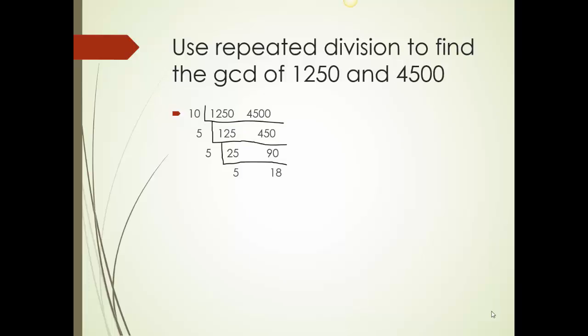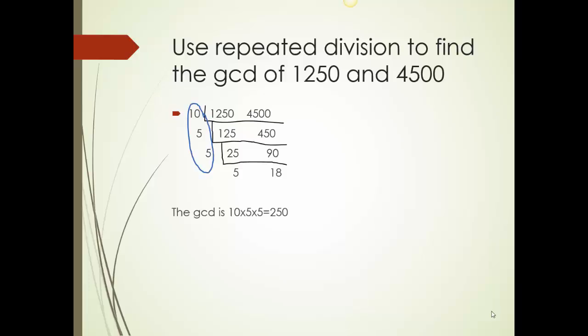I have 1,250 and I have 4,500. Do you see those zeros on the end? That says let's just jump right into dividing by 10. That gives me 125 and 450. I know those are both divisible by 5, so I divide by 5 and get 25 and 90. I can divide by 5 again, and it gives me 5 and 18. Now I'm done. 5 and 18 have nothing in common.